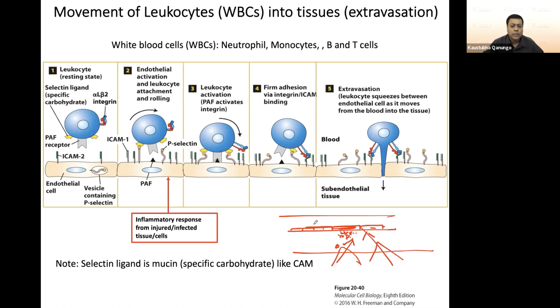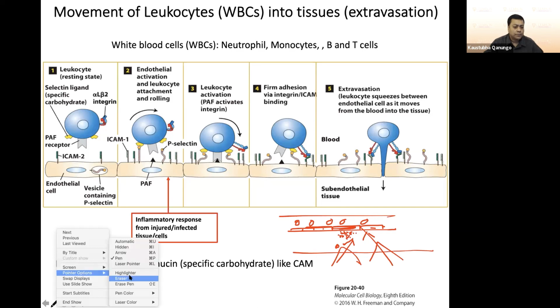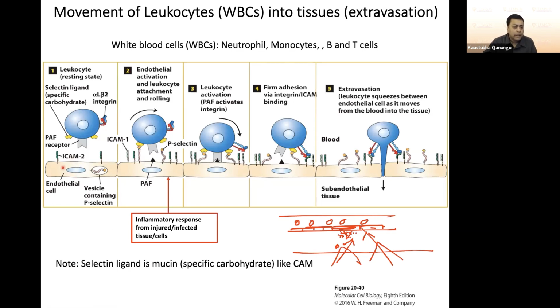So what you are seeing on these endothelial cells are the white blood cells inside the capillary. The top portion of the capillary is not shown. So what is happening right here? Let's take a look. What you are seeing right here is an endothelial cell, which is lining the blood capillary.